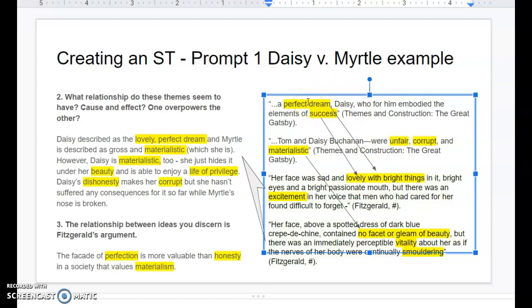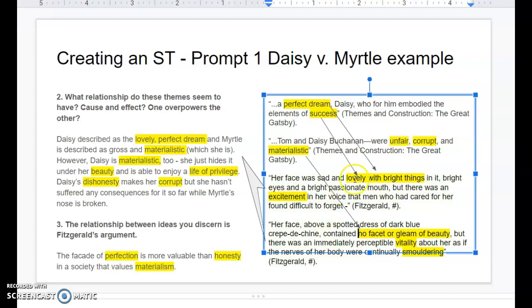Now you have to keep in mind that we also know that Daisy is a gold digger. She married Tom clearly for the money because she allows him to cheat and be mean to her. Now that's in the second CD: Tom and Daisy are materialistic. So the materialistic doesn't seem to match with this lovely and bright description of Daisy, but it does seem to match with Myrtle's description that she's not beautiful, but she's vital and really smoldering.